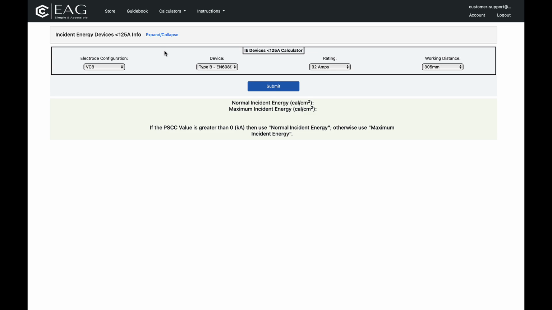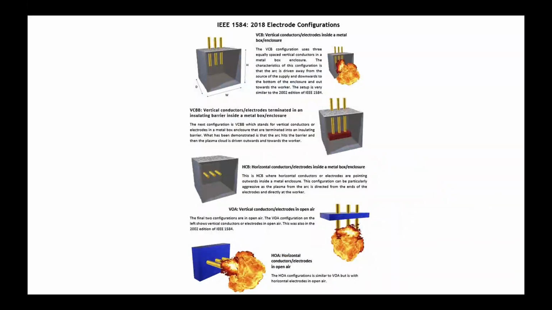The first field is electrode configuration, and you can learn all about configurations from the instructions and in more detail in the guidebook. As can be seen in the diagram, the configurations are VCB, VCBB, HCB, VOA and HOA, and basically denote vertical or horizontal conductors in air or constrained in a box. We'll use VCBB for our example, which denotes vertical conductors that are terminated into an insulating barrier.